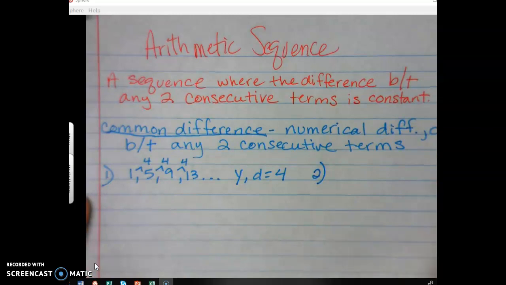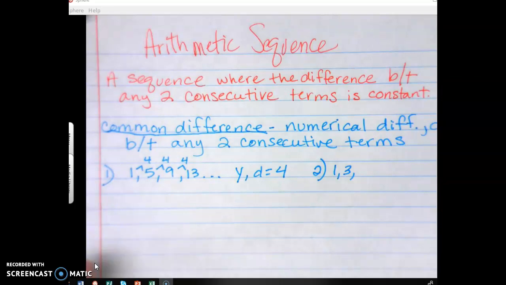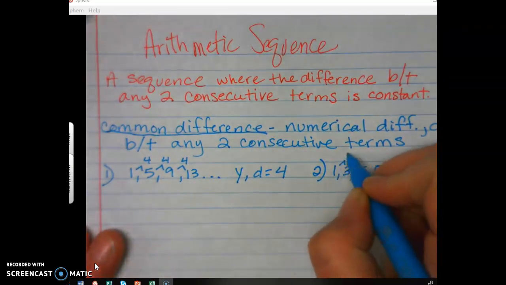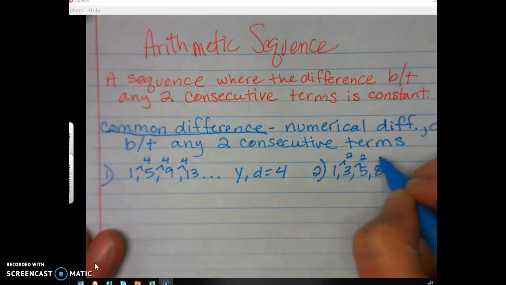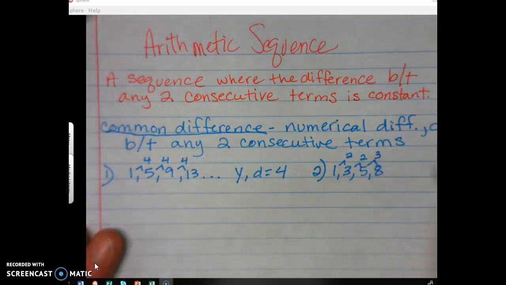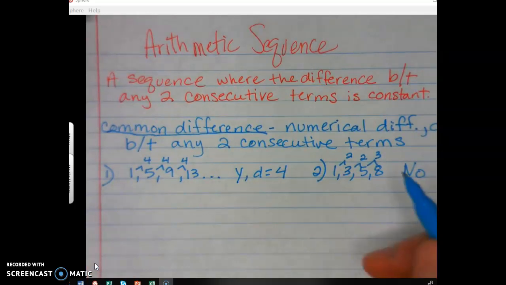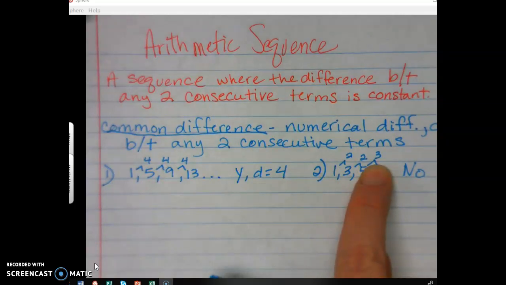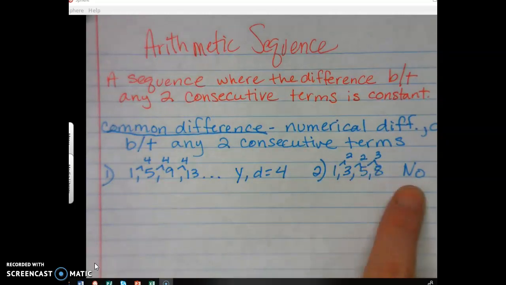Okay? I'll put example 2 right here. If I have 1, 3, 5, 8, my difference here is 2. My difference here is 2. My difference here is 3. Are those the same? No. Not at all. Okay? Do you see how we've got a yes and a no? So, this is identifying. If all these are the same, then you're good. If they're not, it's a no.